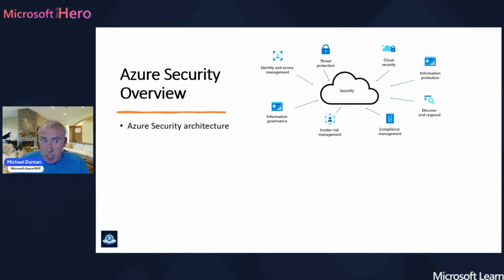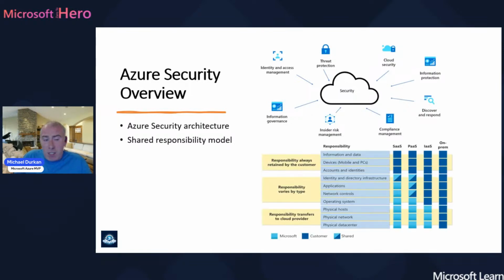So you've got things like your identity, your threat protection, your information protection, compliance, information governance. And all of these things are important when it comes to the shared responsibility model. We need to be aware of this because effectively the shared responsibility model means that depending on what service you deploy, you have various responsibility for where your data is.